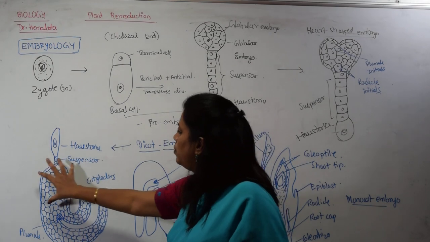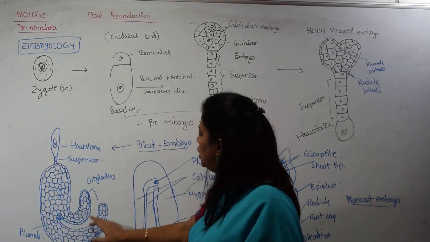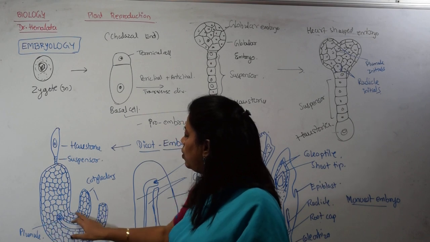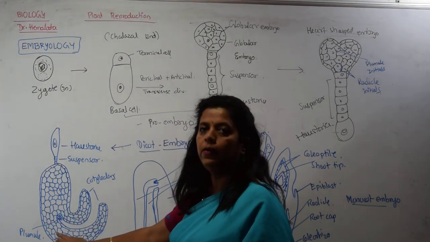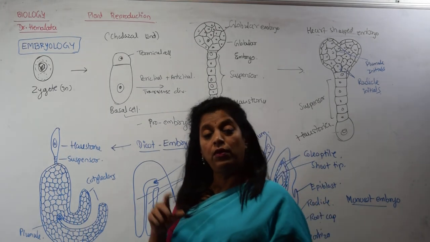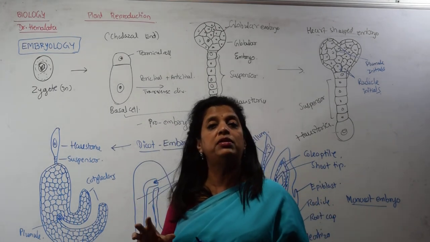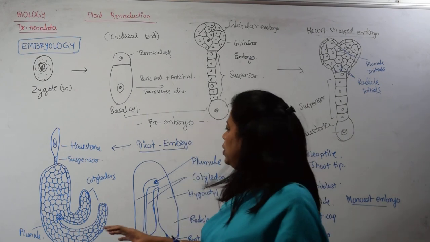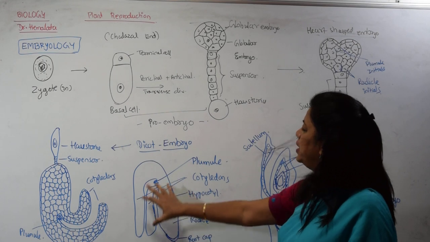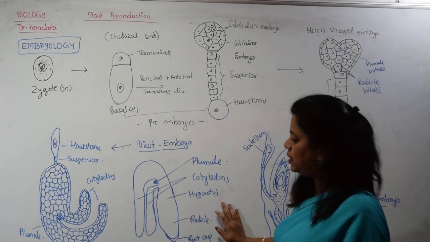You can see this is the body of the embryo. These are the cotyledons, and this is the plumule. This is called the hypocotyl. Lower to the cotyledon there is a hypocotyl area. These are the two cotyledons. This is the importance of the cotyledons. A dicot embryo has two cotyledons. Therefore, at the end of the development, the complete seed looks like this. Dicot seed, dicot embryo looks like this.